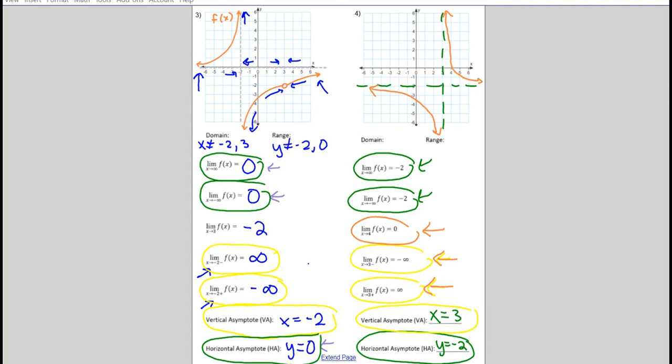Okay. So let's just assume that we made it go through the point at x equals 4. So our domain is just x is not equal to 3, and our range looks like the only y value it doesn't go through is the y value of -2, so y is not equal to -2. Okay, let's move on to the next page.